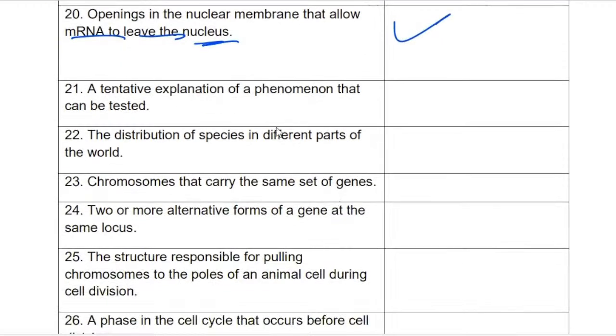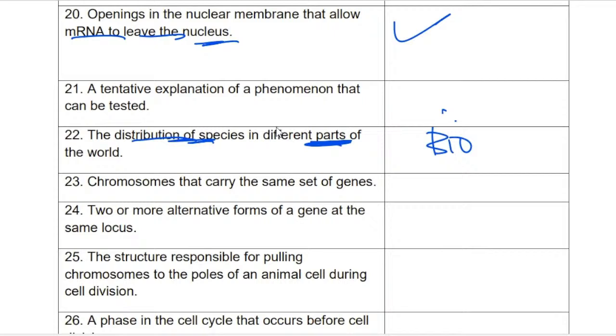They're saying that a tentative explanation of a phenomenon that can be tested. You see now, it's tentative. So it becomes a what? A hypothesis. Distribution of species in different parts of the world. Different parts of the world is geography. Distribution of species, so it must be linked to bio. So it becomes biogeography.